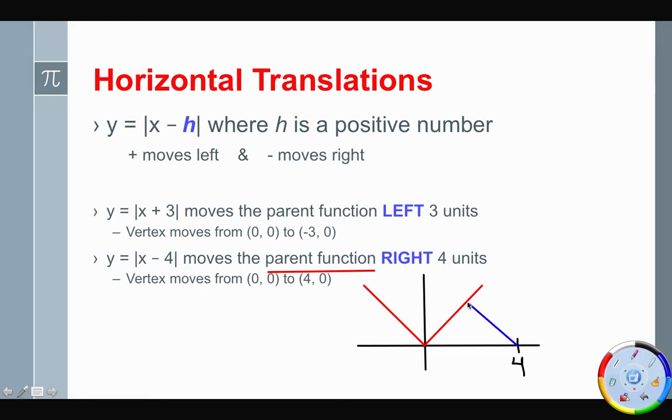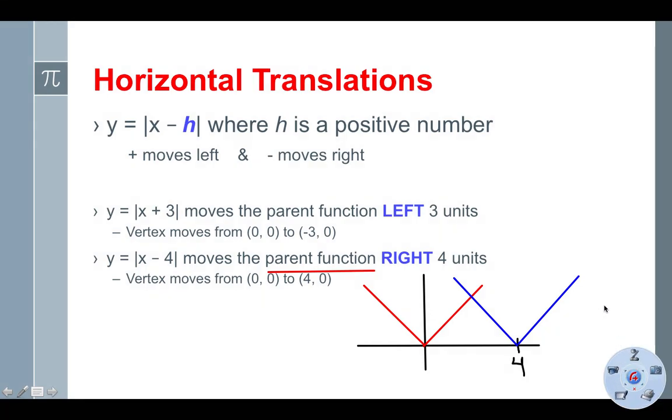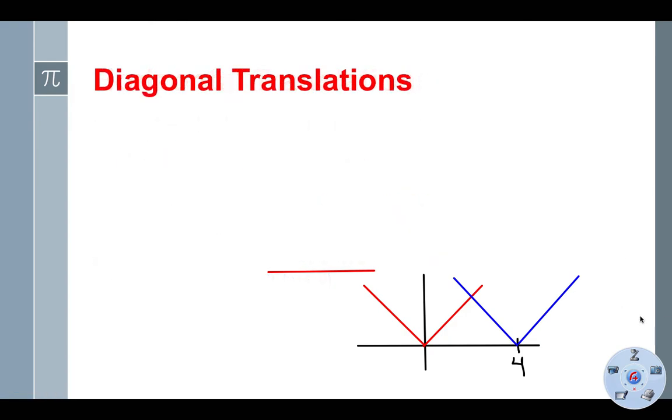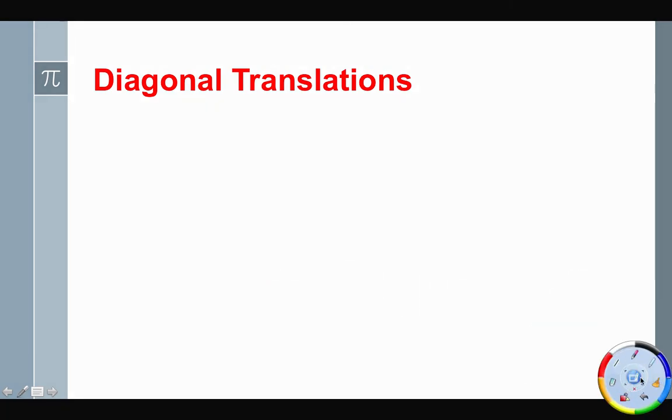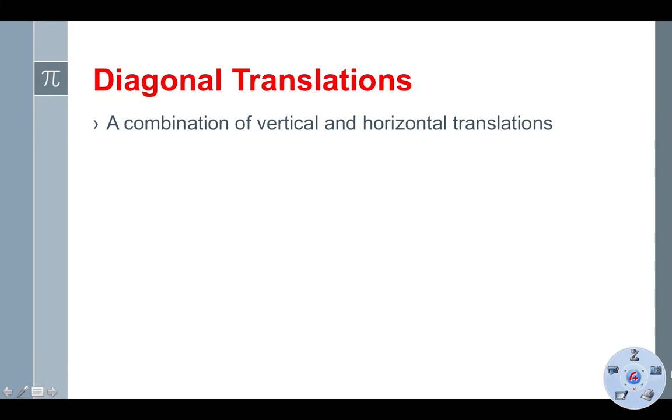And then 4 units to the right is our new function. All right, so now we have the basics. We have the vertical and we have the horizontal translations. Let's go ahead and look at what they're going to look like if we combine them together. So this is a combination of vertical and horizontal translations.